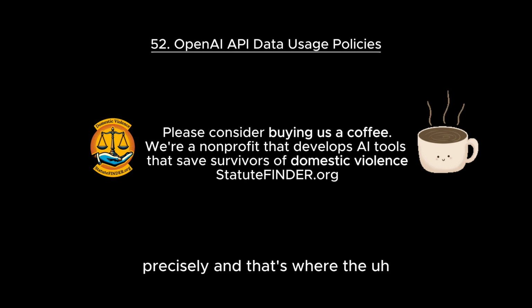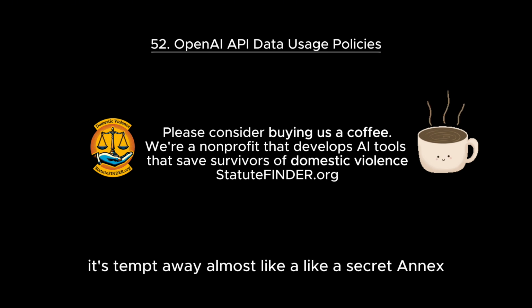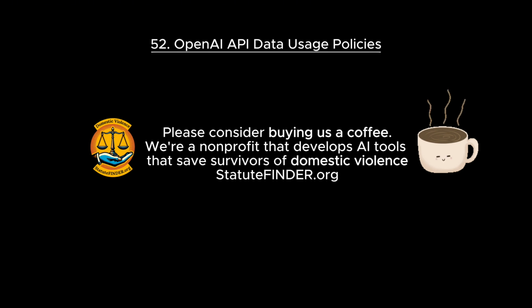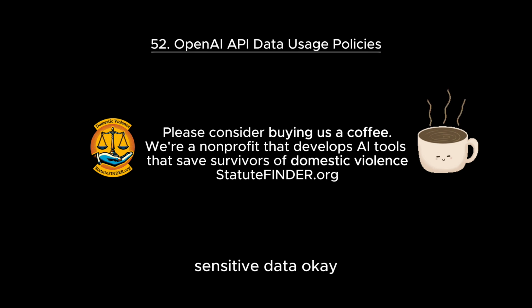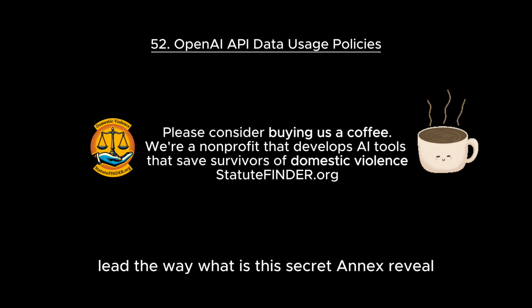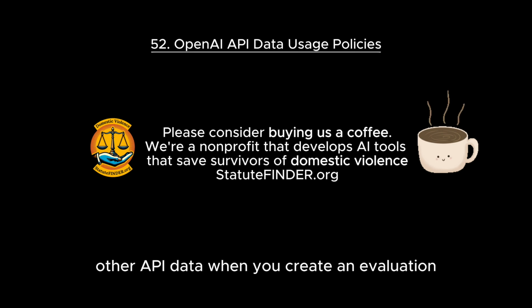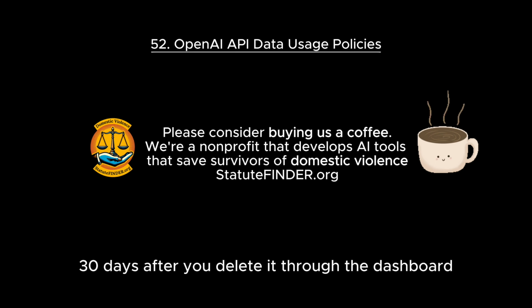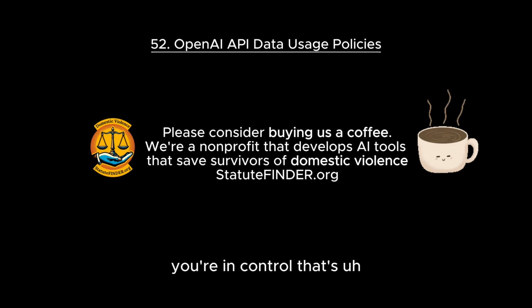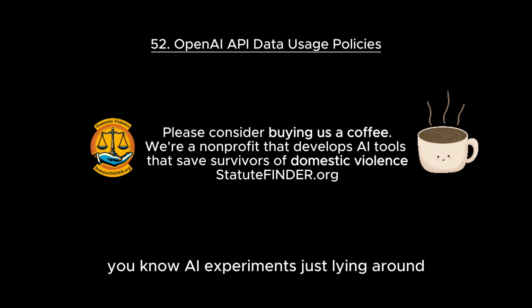Precisely. And that's where the evaluation data section of the document comes in. It's tucked away almost like a secret annex, but it holds crucial insights into how OpenAI manages this sensitive data. Okay, lead the way. What does this secret annex reveal? It turns out OpenAI applies a similar approach to evaluation data as they do with other API data. When you create an evaluation, the data associated with it is deleted from their servers 30 days after you delete it through the dashboard. You're in control. That's good to hear. It means I'm not leaving a permanent trail of my AI experiments just lying around.